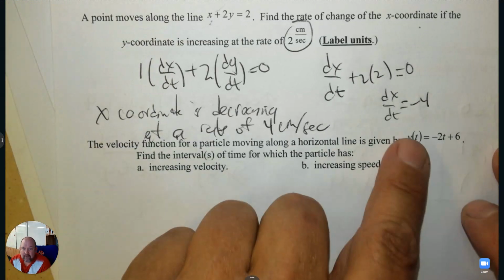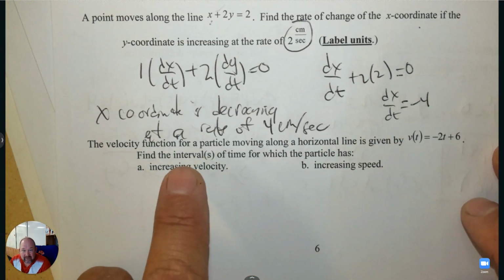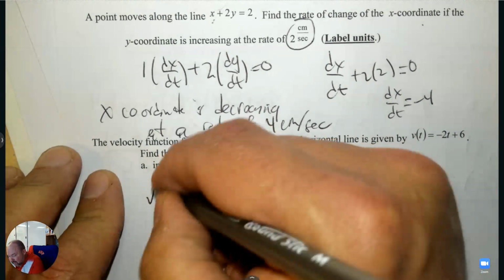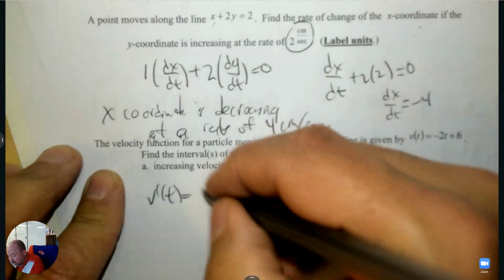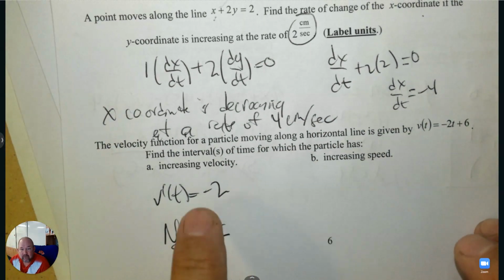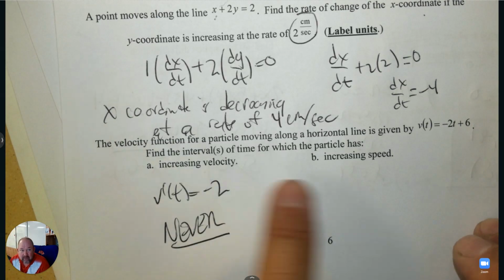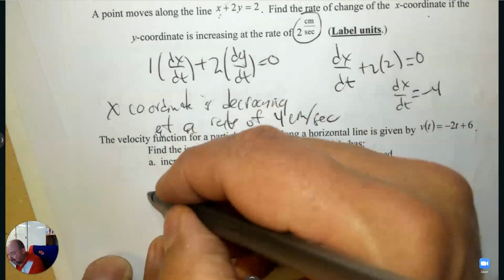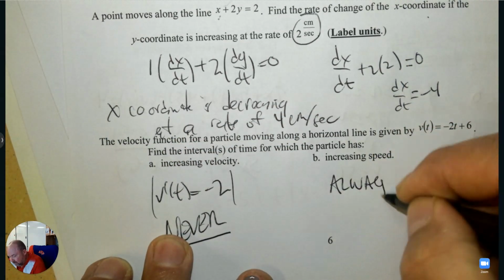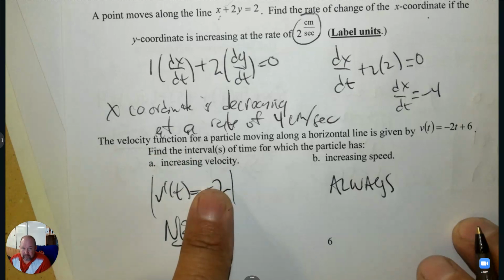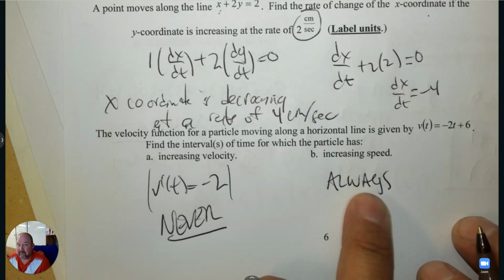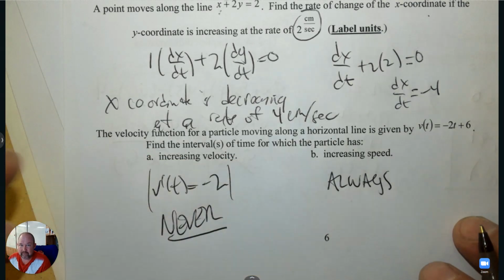All right, you're given a velocity function. Find the interval where the particle has increasing velocity. So when is this increasing? I need to take the derivative. So the derivative of that velocity, or acceleration, is just negative 2, and that means never. So because the answer is always negative, it's never increasing. When is the speed increasing? Well, that's the absolute value of that, and that means always. Because the absolute value of negative 2 is positive 2. So the speed is always increasing, but not the velocity increasing. Okay.